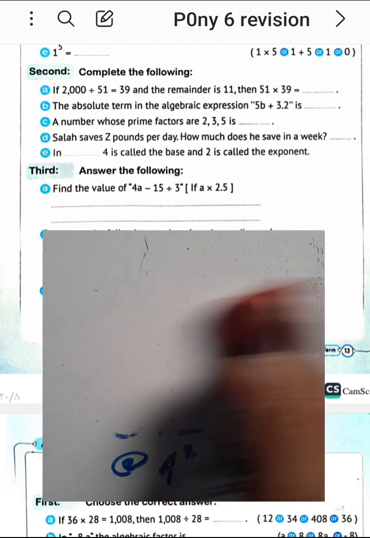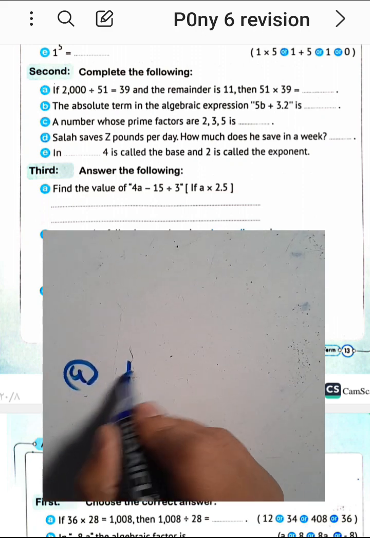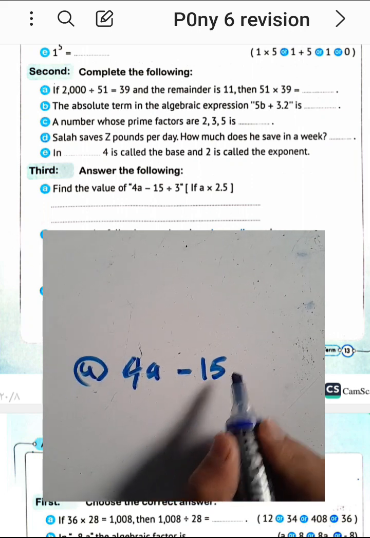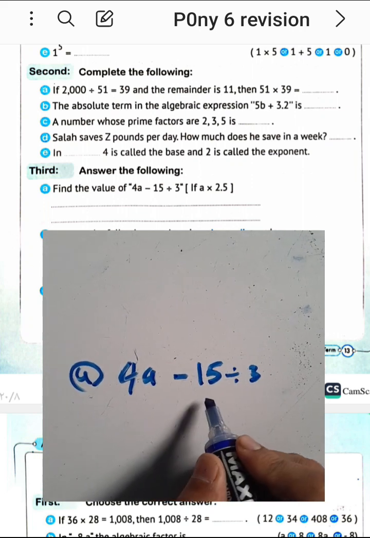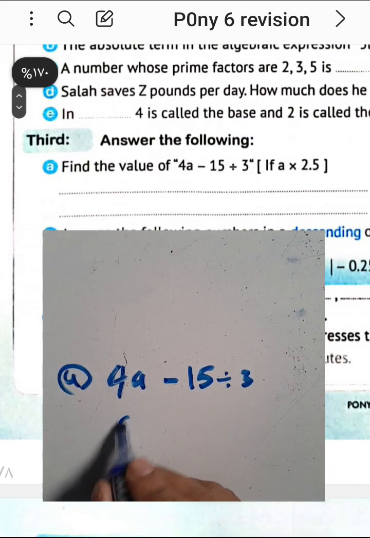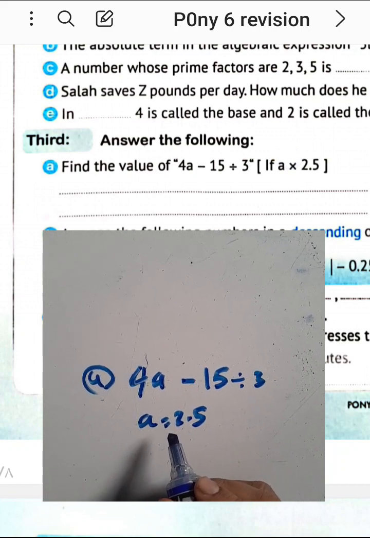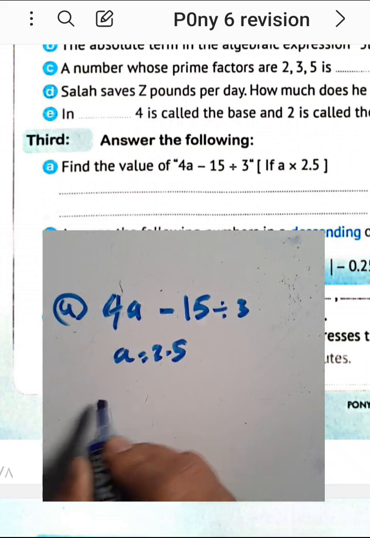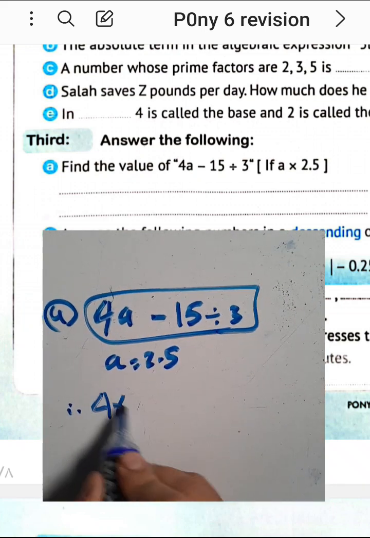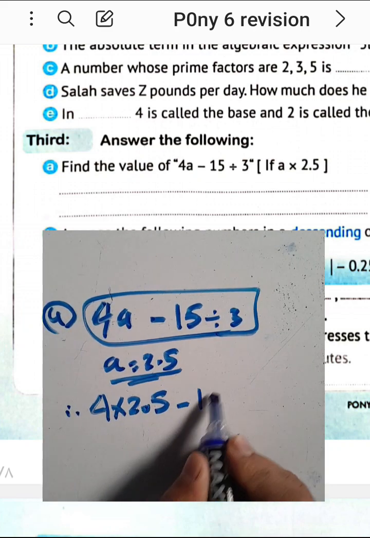Third question here. Find the value of 4A subtract 15 divided by 3, if A equals 2.5. Then the value will be what? 4 multiplied by the value of A, 2.5, subtract 15 divided by 3.